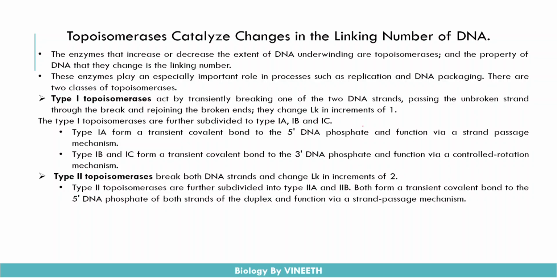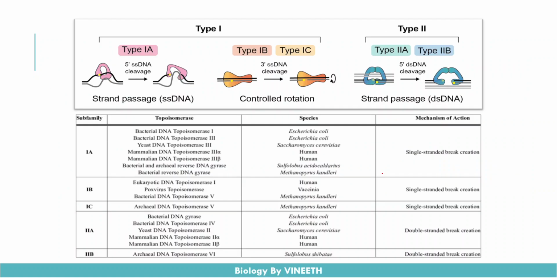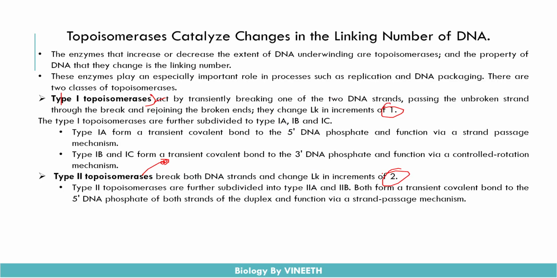They eventually change the linking number by increments of 1 or 2. If topoisomerase 1 acts on the DNA, it changes the linking number by 1. If type 2 acts on the DNA molecule and breaks it, it changes the linking number by 2. These are further classified into different categories. In type 1 topoisomerase, we have three types, subdivided into 1A, 1B, and 1C.